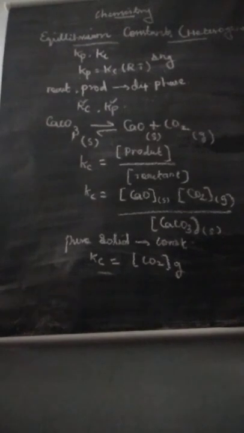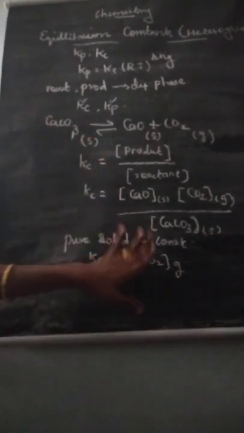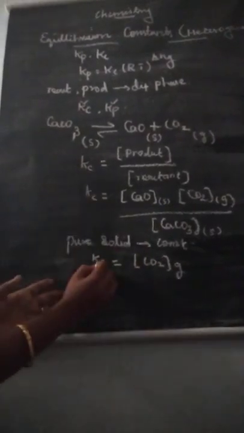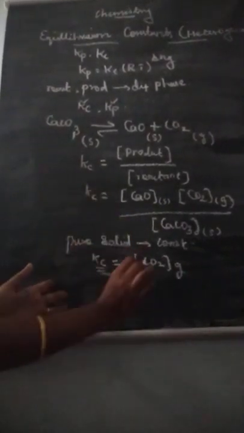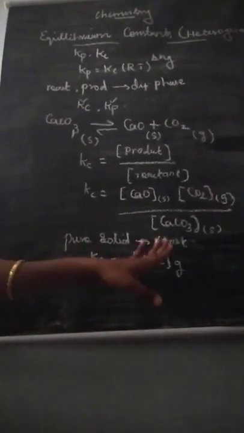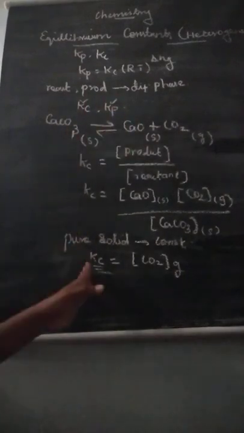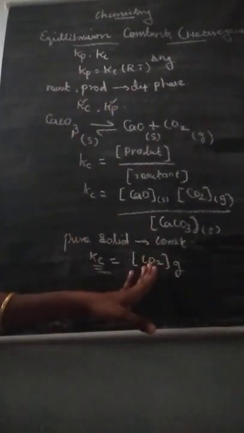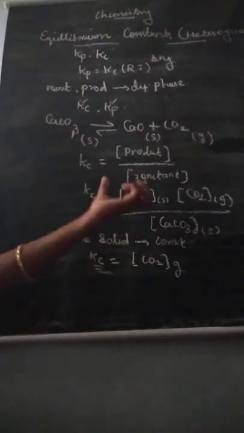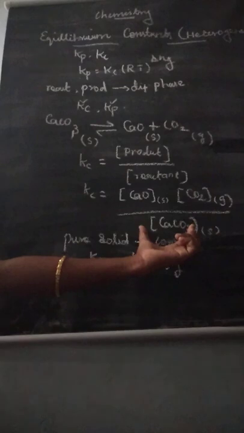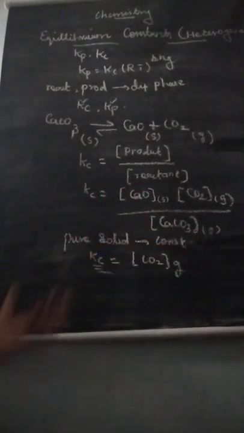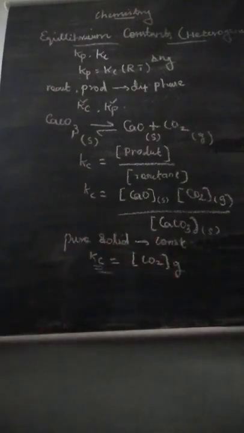Understand? So listen. In this example we can give the explanation. The equilibrium constant Kc in this reaction depends only on the concentration of carbon dioxide. This does not depend on the concentration of calcium oxide and calcium carbonate.